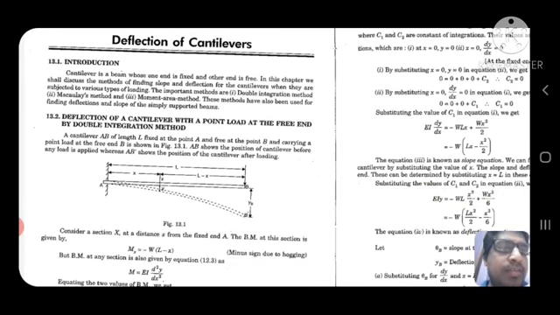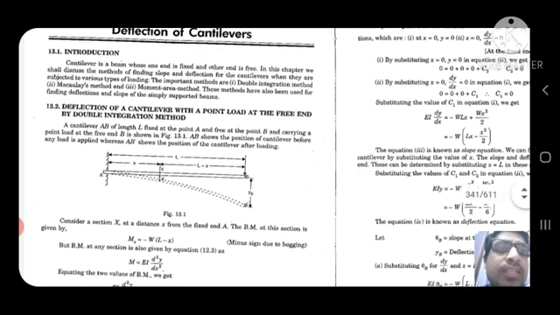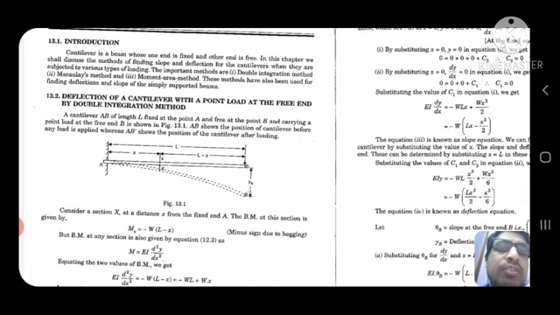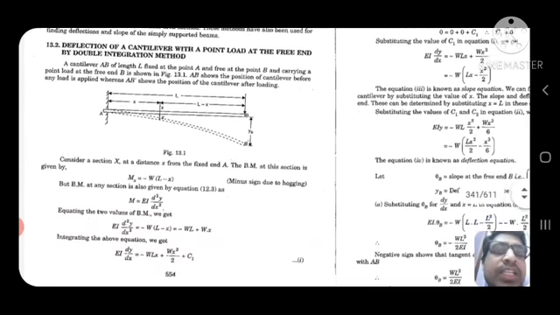Today, I am discussing deflection of cantilevers. Introduction: a cantilever is a beam whose one end is fixed and the other end is free. We study the deflection of a cantilever when it is subjected to various types of loading. The important methods are the double integration method, Macaulay's method, moment area method, and energy method.